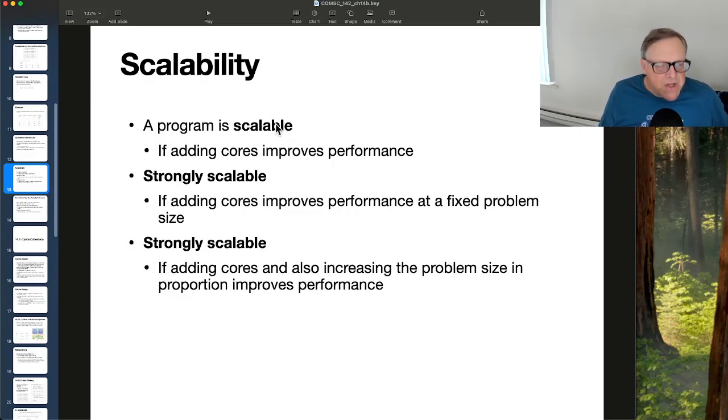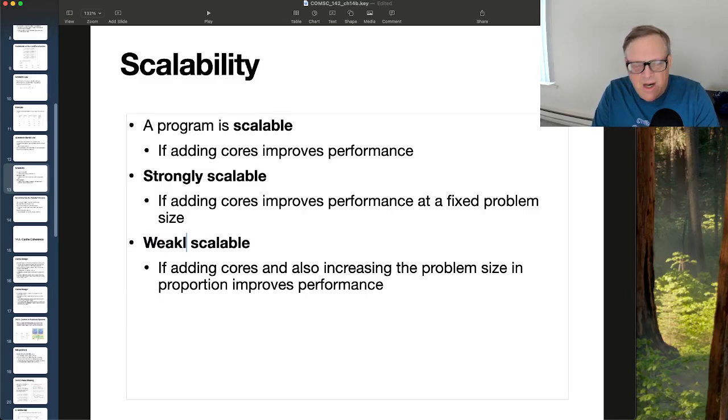So a program is scalable if adding cores improves performance. It's strongly scalable if you can improve performance for a fixed problem size. But, oh, by the way, I think this should say weakly scalable. I think it's weakly. I'll check. It's weakly scalable if you can add cores and increase the problem size, and that improves performance. And this is, of course, almost always true.